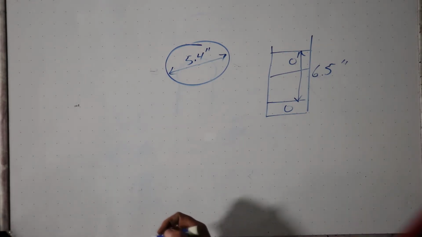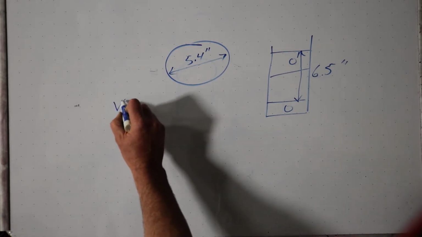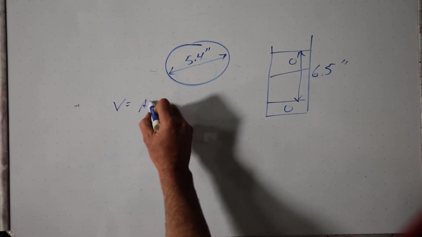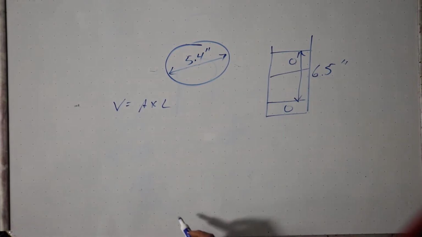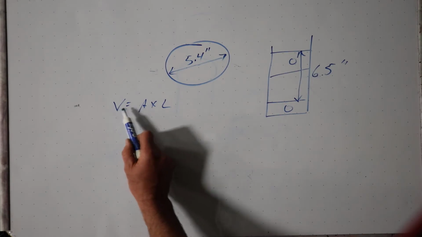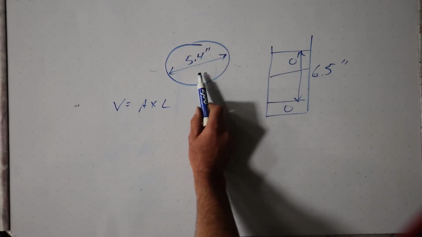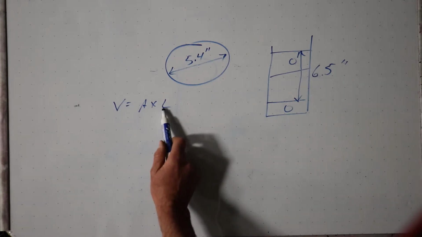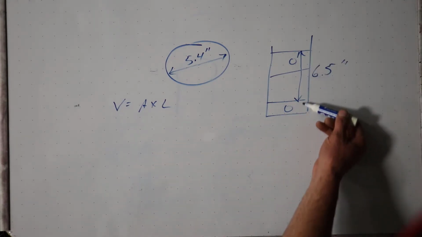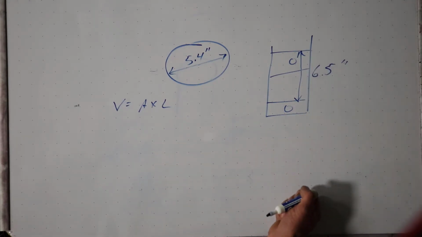So there's some formulas that you need to know. Volume equals area times length. So what they mean by that, volume equals the area of the top of the piston, how much area the top of the piston covers. Length is the length that the piston travels, the stroke length of the engine.